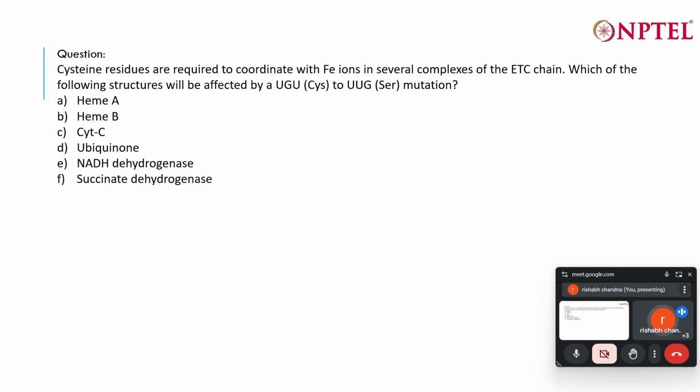Cysteine residues are required to coordinate with Fe ions in several complexes of the ETC chain. Which of the following structures will be affected by the UGU cysteine, that codes for cysteine, to UUG, that codes for serine mutation? Okay, so this is a point mutation where the UGU codon is changed to UUG. So what can be the correct answer? There can be more than one option that can be correct in this case.